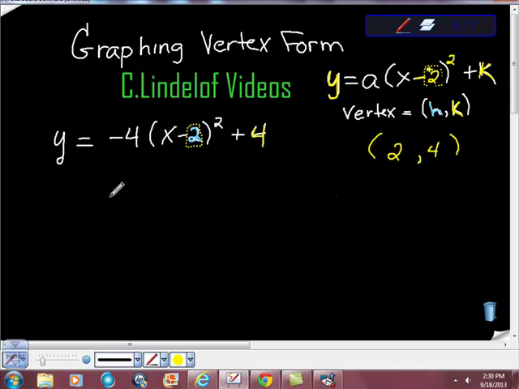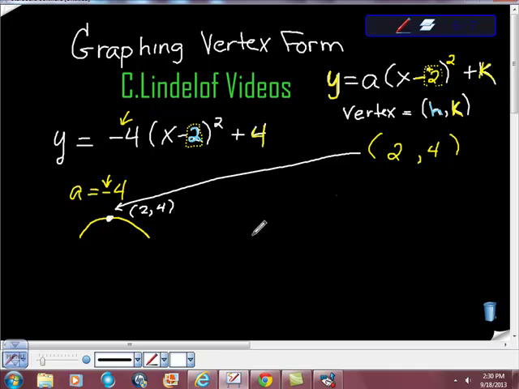Then from here, I'm just going to do a little bit of analysis. One, this a value: a is equal to negative 4. If a is less than 0, then we know we have a maximum parabola, that is to say a frowny face, if you will. Because of this negative sign, we know our parabola is going to take on this shape. Remember, negative, frowny. Kind of stupid, but it happens to be true. And then we have this vertex. We already found the vertex. We had this vertex form, so we know the vertex is at the point (2, 4).